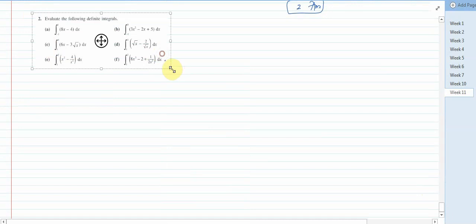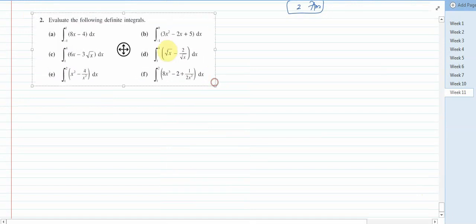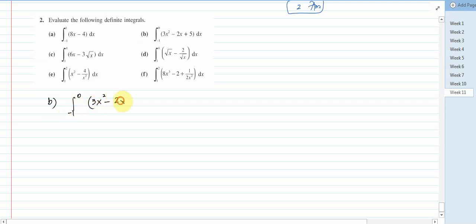Again we need to integrate some functions, but now we have more than one term. So starting with part B, the integral, limits from minus 1 to 0, of 3x square minus 2x plus 5 dx, right?